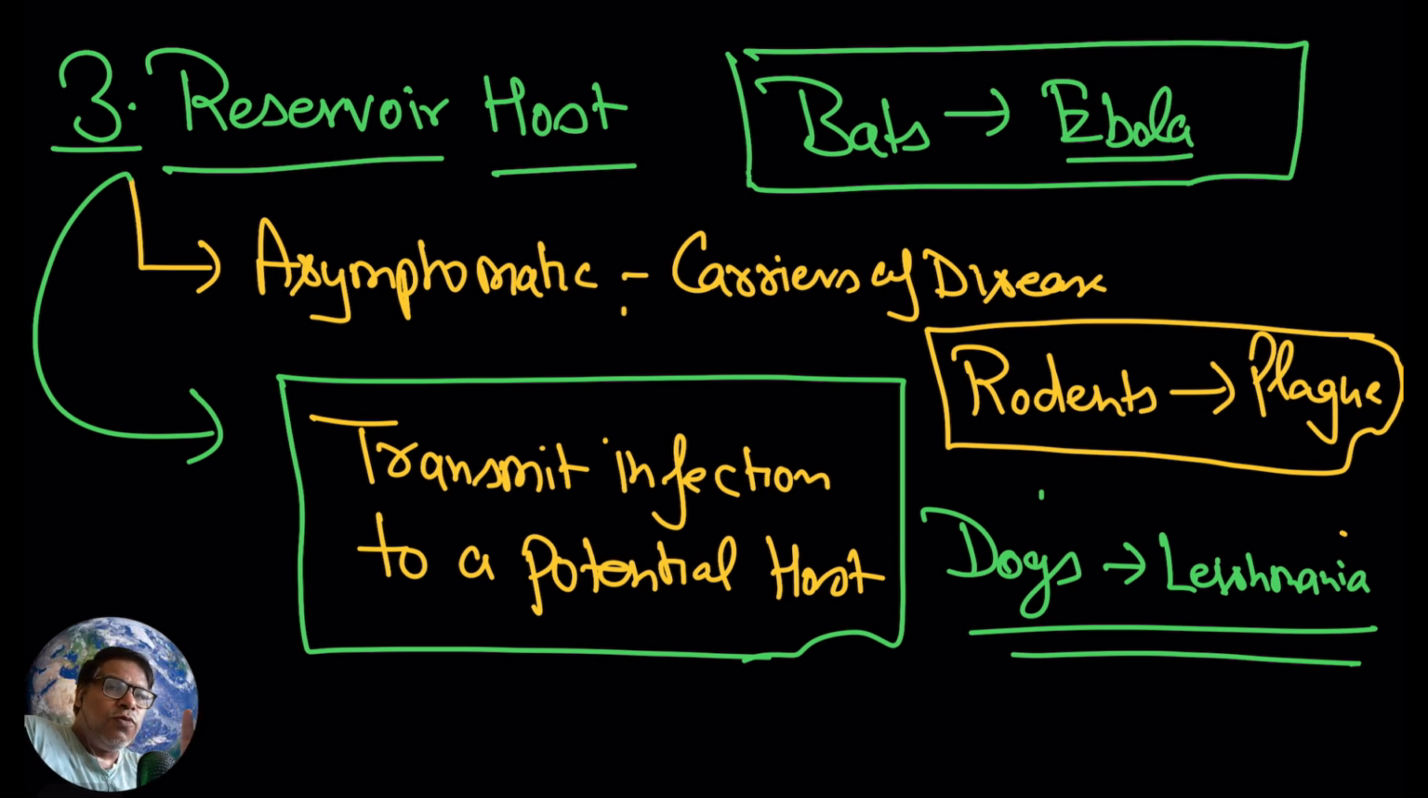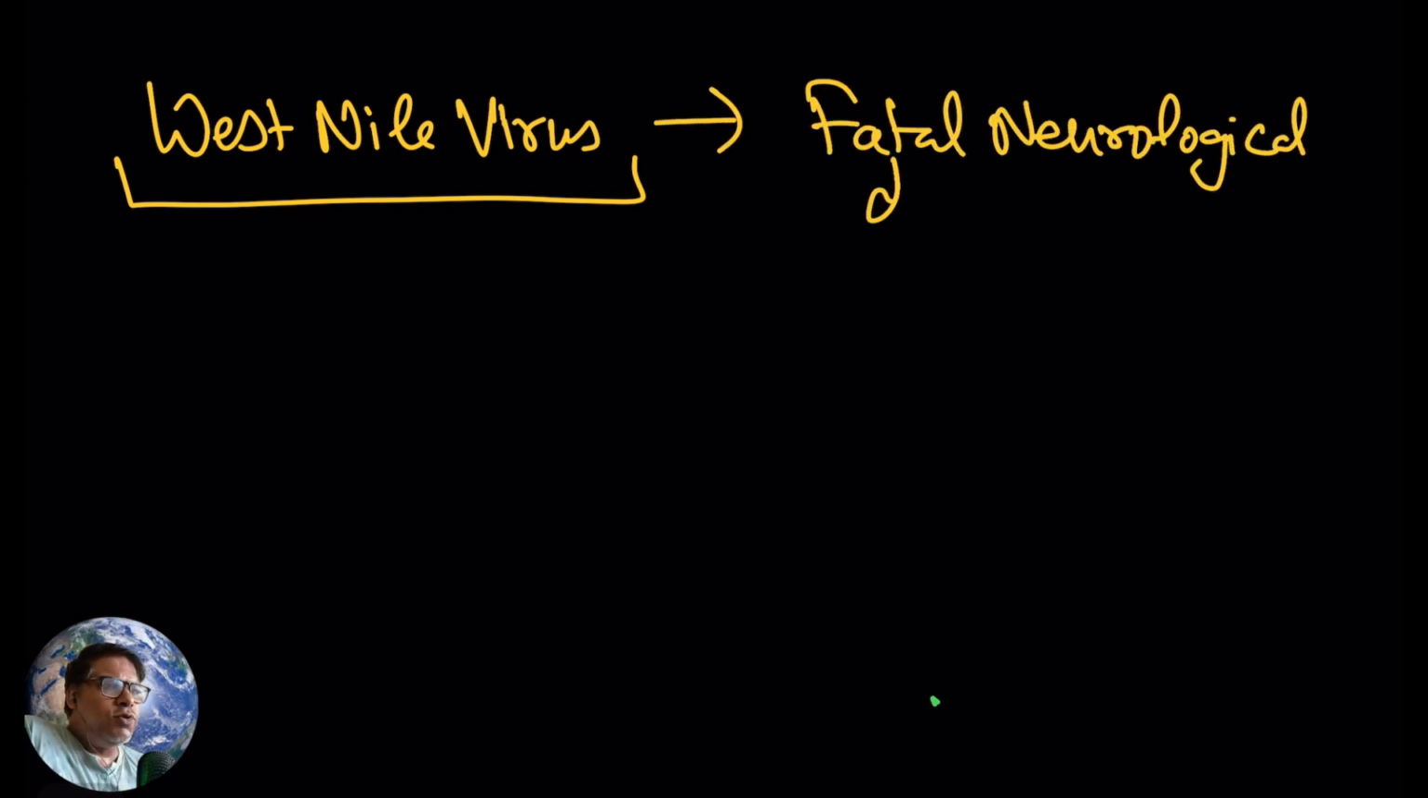Okay, so hopefully it is clear what is reservoir host. Let us discuss one example of the reservoir host. Here I just want to give you one more example of the reservoir host. If you see West Nile virus, it causes fatal neurological disease in humans.